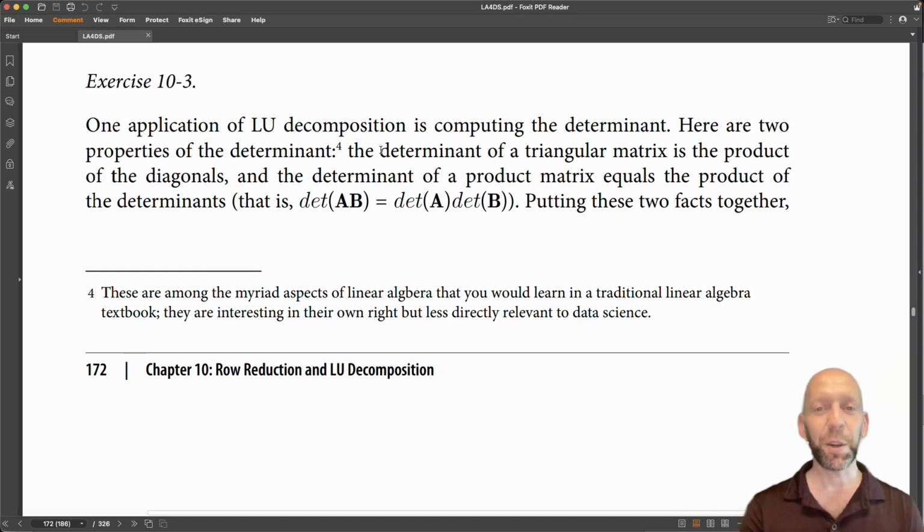One is that the determinant of a triangular matrix equals the product of the diagonals. So if you have a triangular matrix, instead of going through a really complicated formula to compute the determinant, you can simply take the diagonals and multiply them, and that gives you the determinant of the matrix. Furthermore, the determinant of a product matrix is the product of the two determinants. So the determinant of A times B equals the determinant of A times the determinant of B.